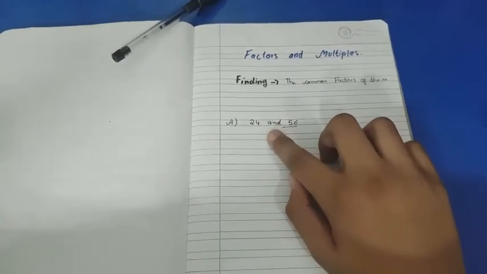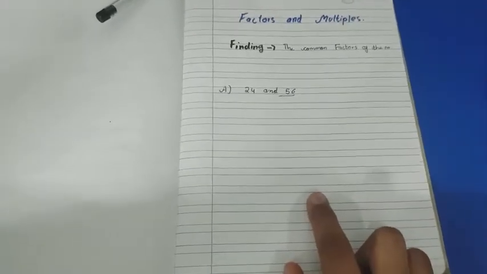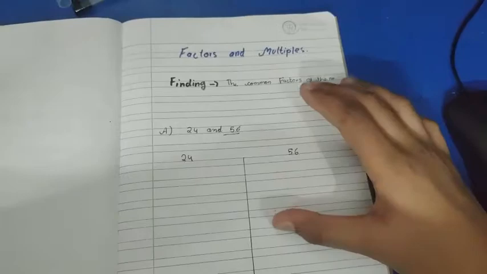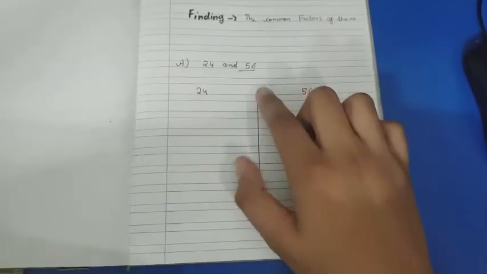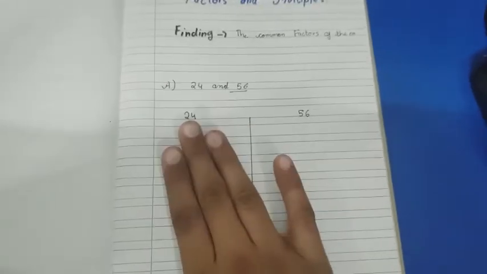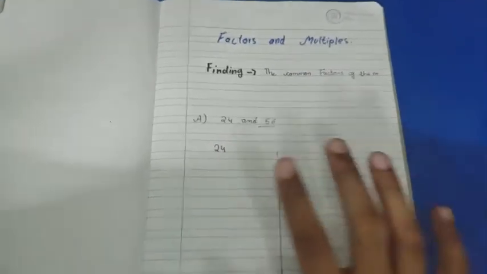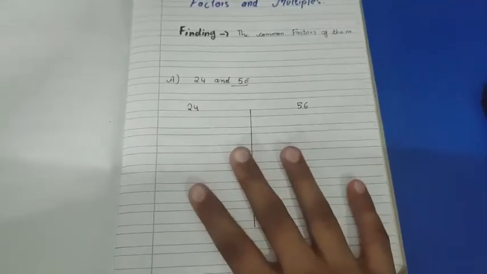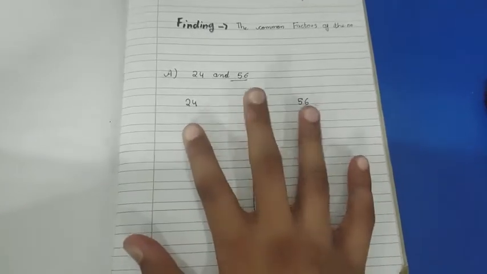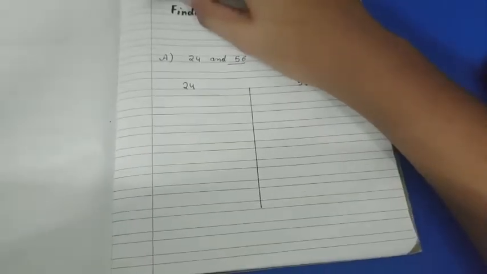So first of all, we'll divide this page into half like this. Here I have divided the page into two halves, and on one side I have written 24 and on the other side I have written 56. And now we are going to write all the factors of these two numbers. Let us first start with the number 24.